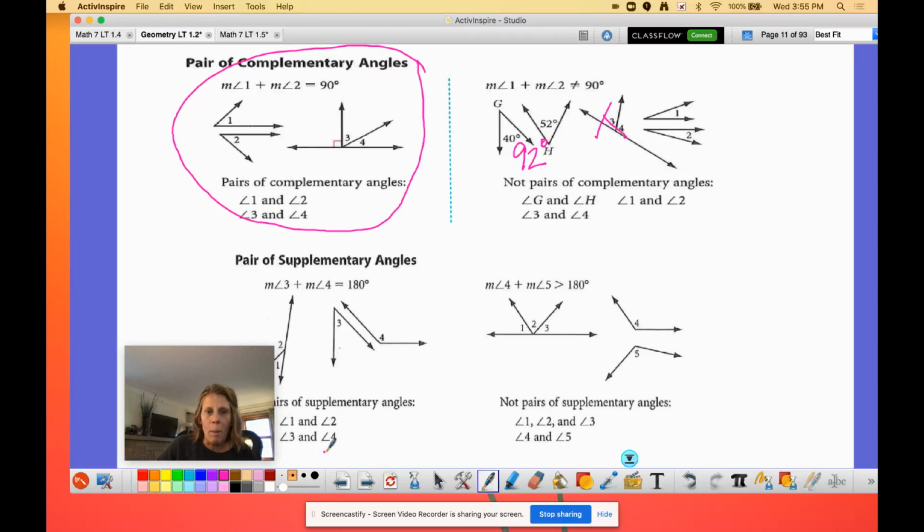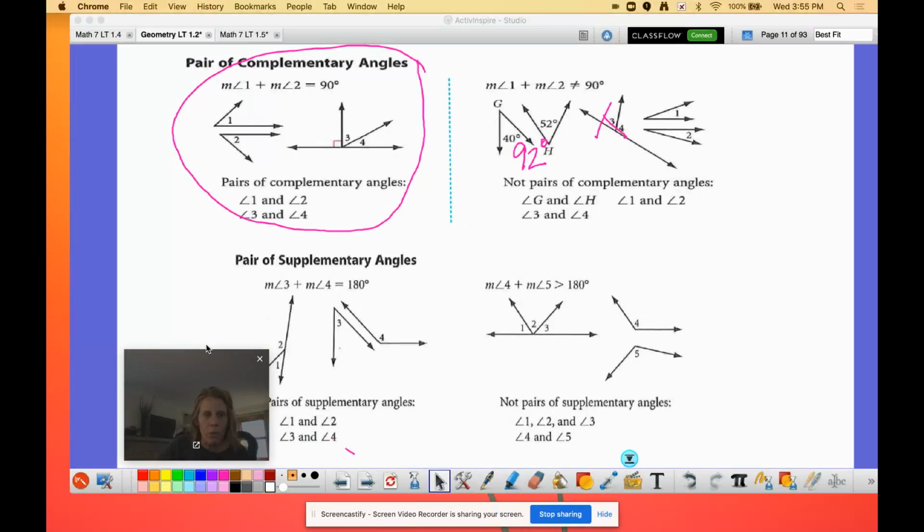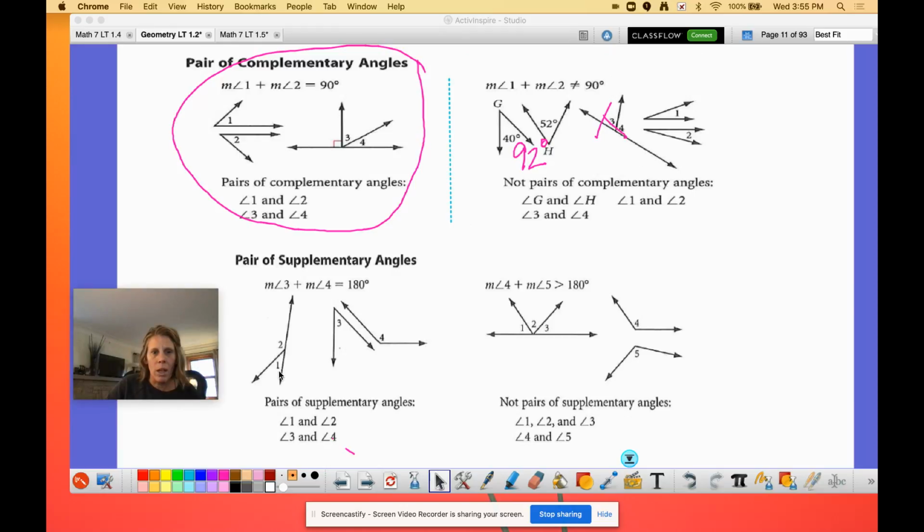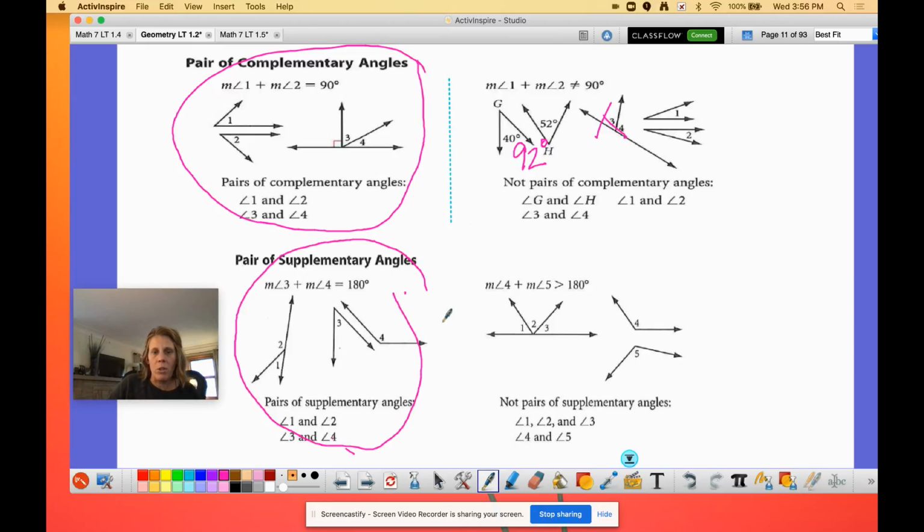When we talk about pairs of supplementary angles, they have to be 180. So we have this first linear pair, angle 1 and angle 2, that makes a straight line, so that is a pair of supplementary angles. And then angles 3 and 4, this is telling us that they equal 180 degrees, just like up here it's telling us that they equal 90. So if the information is given to us that it equals 180, then they are a pair of supplementary angles. So these are all pairs over here.